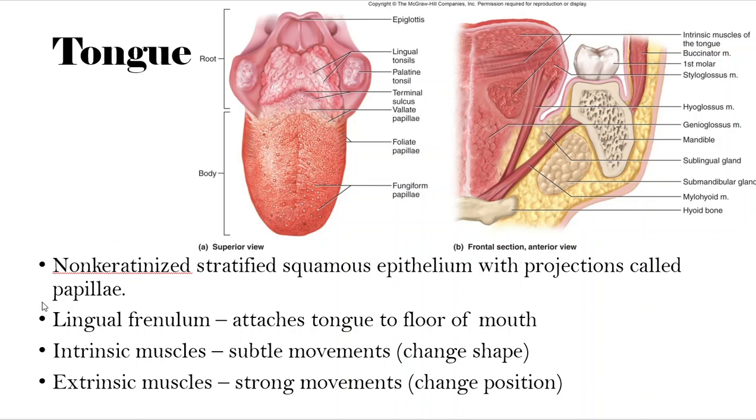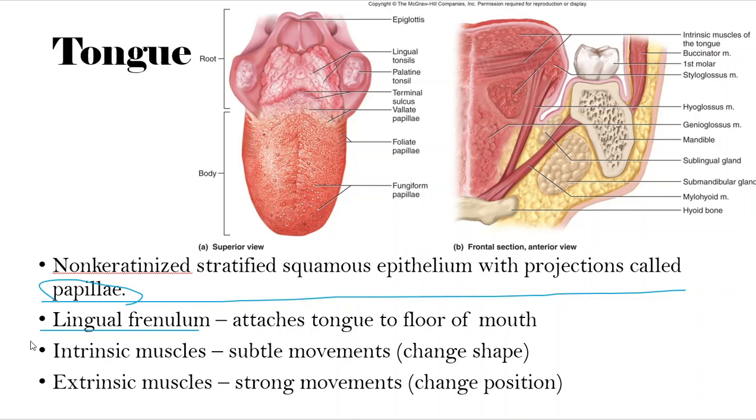The tongue. Non-keratinized, stratified, squamous epithelium, same as in there. But these guys have little projections that come off of them called papillae. We already talked about the lingual frenulum attaching the tongue to the floor.